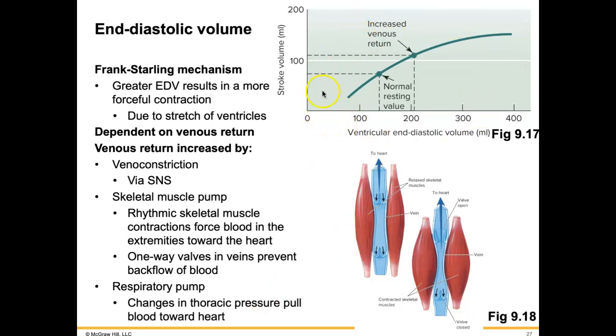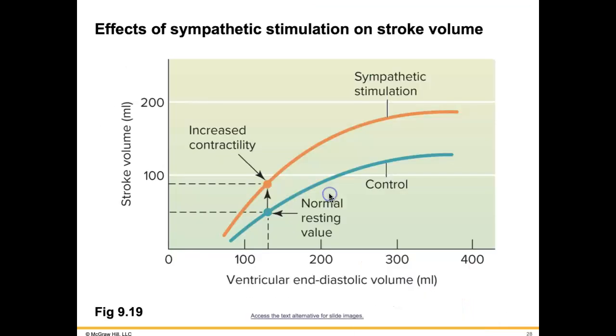We could see that our normal resting volume for end diastolic volume is going to be somewhere around 140 milliliters. And that makes our stroke volume close to like 80 milliliters. And so when we are having increased venous return, let's say we're using all of these components, we will see that that will increase our end diastolic volume because we're bringing more blood into those ventricles now, which in turn is going to increase our stroke volume as well.